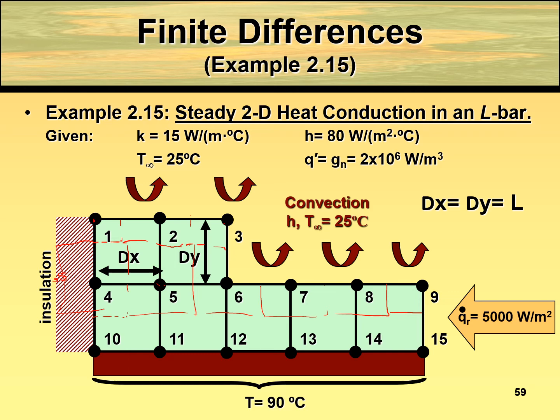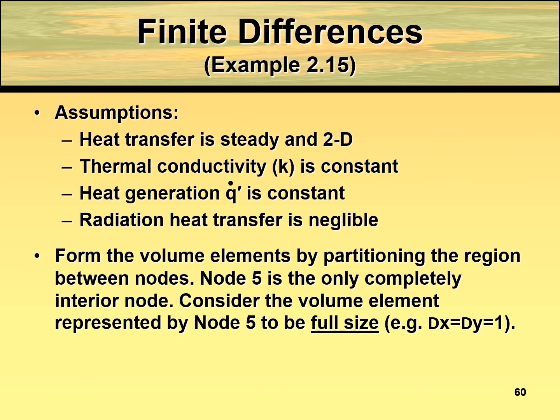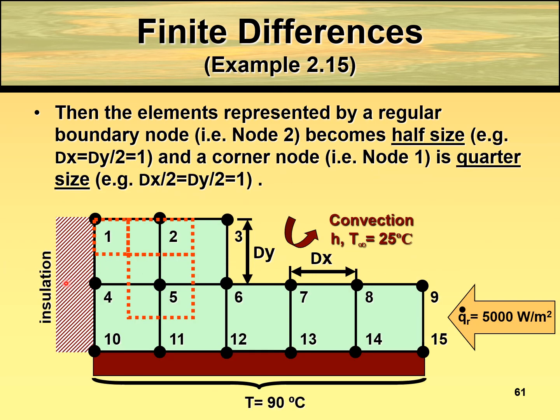So for that, let's look at the solution. But before that, these are the assumptions, right? So you have heat generation from the volume elements by partitioning the region. You can see here. Node 5 is the only completely interior node. Consider the volume element represented, so you get a full size node. But we have another node that we can make into a full size node because of the mirror technique. So that is node number 4.